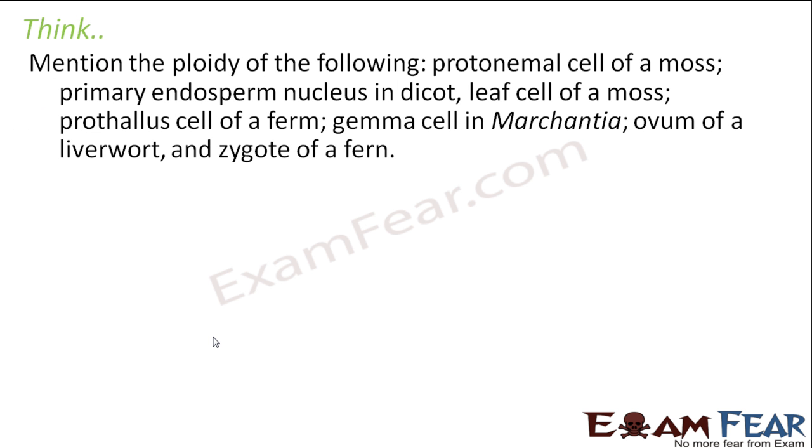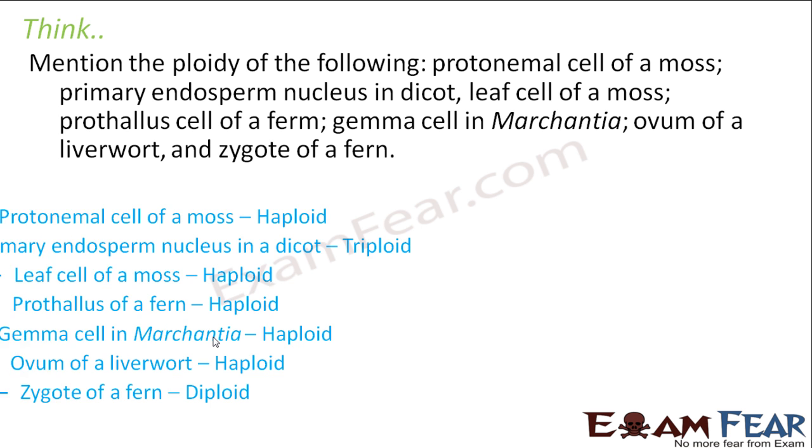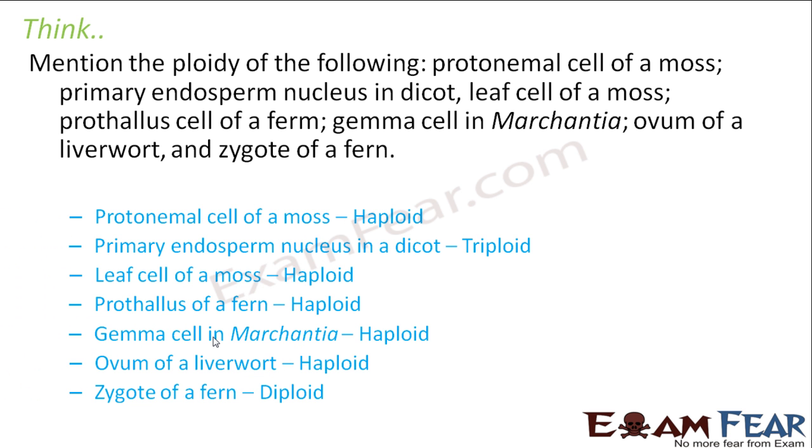Mention the ploidy of the following. What do you mean by ploidy? That means whether it is a haploid or a diploid or a triploid. So we have to mention how many sets of chromosomes are present in each of these cells. Protonemal cell of a moss. Protonema was the stage which was formed before a gametophyte. Remember I was telling?